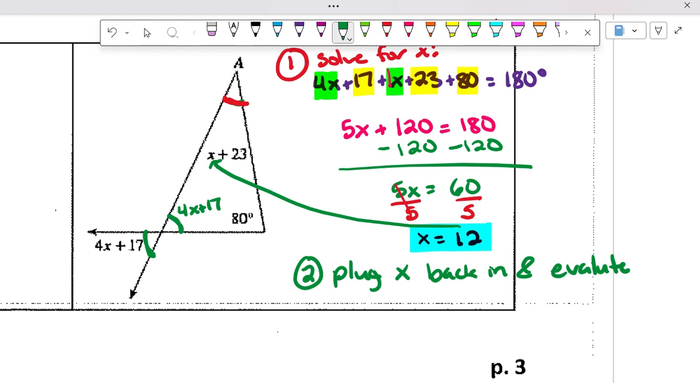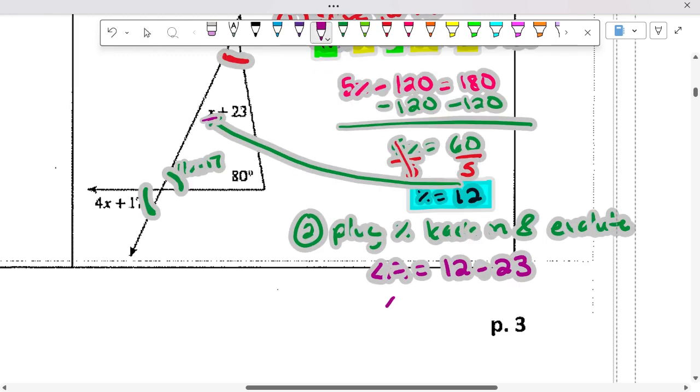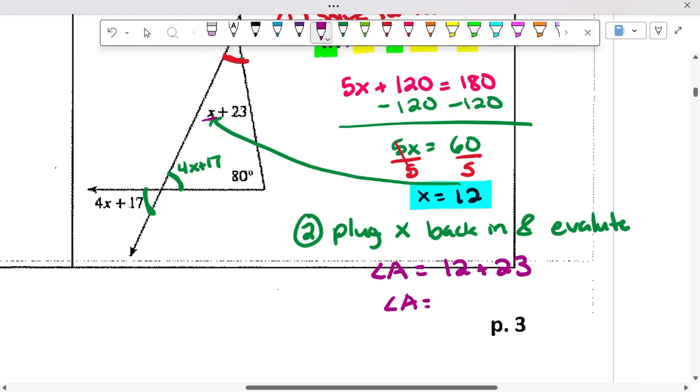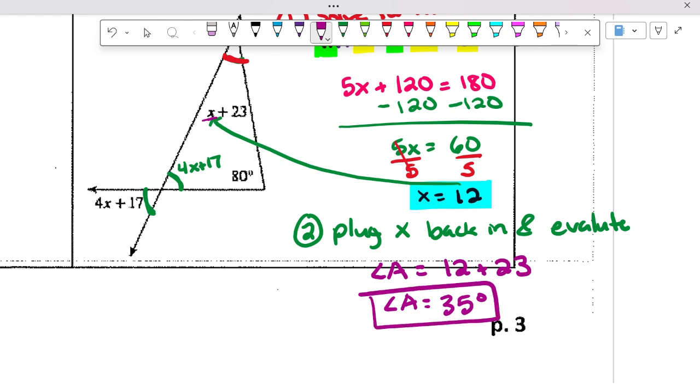All right. So angle A is equal to 12 plus 23, because I just replaced this x with 12. So what's the measure of angle A? How many degrees? 35 degrees. So angle A is 35 degrees. So the actual measure of this angle is 35 degrees.